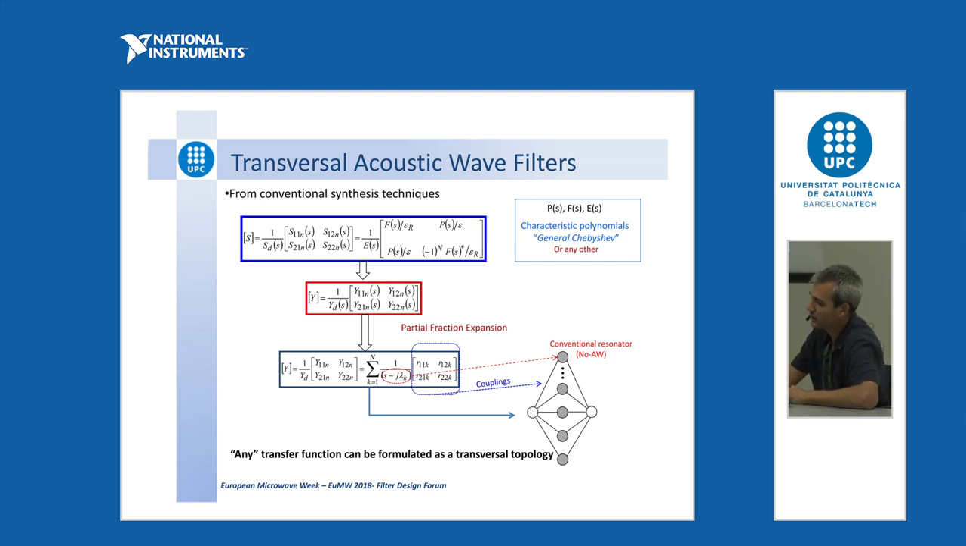then apply partial fraction expansion, and this helps us to obtain a transversal configuration of a filter. Here we should mention that this transversal representation corresponds to conventional resonators, not acoustic resonators, and those lines correspond to couplings, not electrical connections, which is something we don't have in our topology. So now we need to go from that topology to the transversal topology. But this says that the transversal topology can be used to represent any filter response.